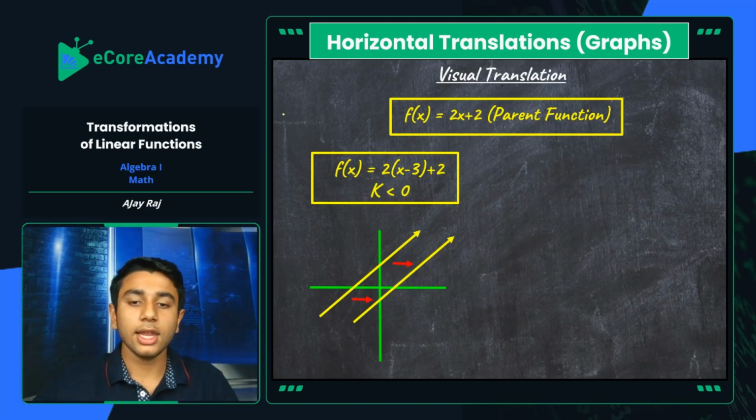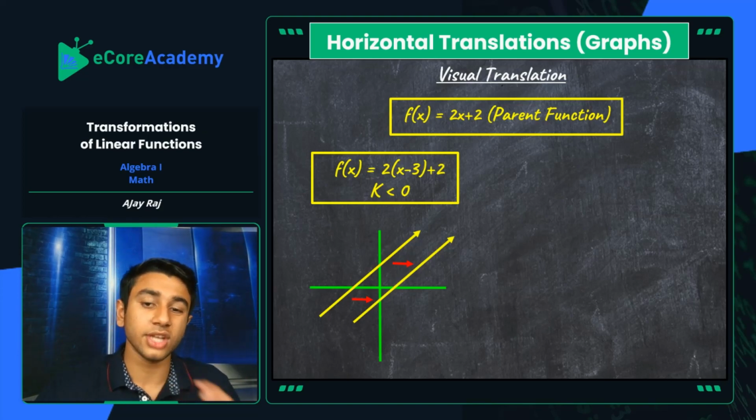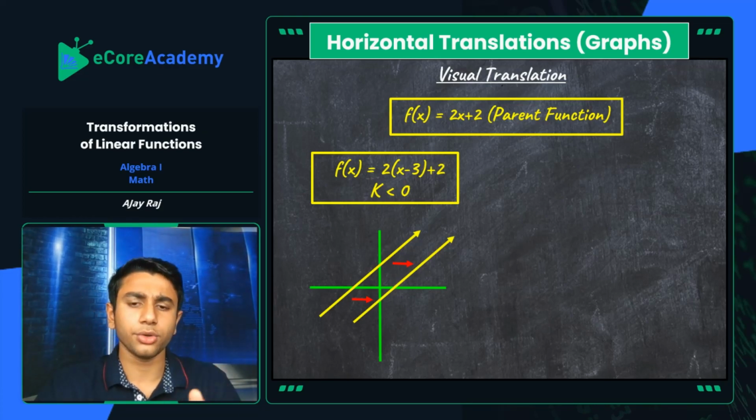That's all it is. And as you can see here, the slope does not change in this equation. It stays the same, just like a vertical translation. However, you're just merely altering the x-intercept.